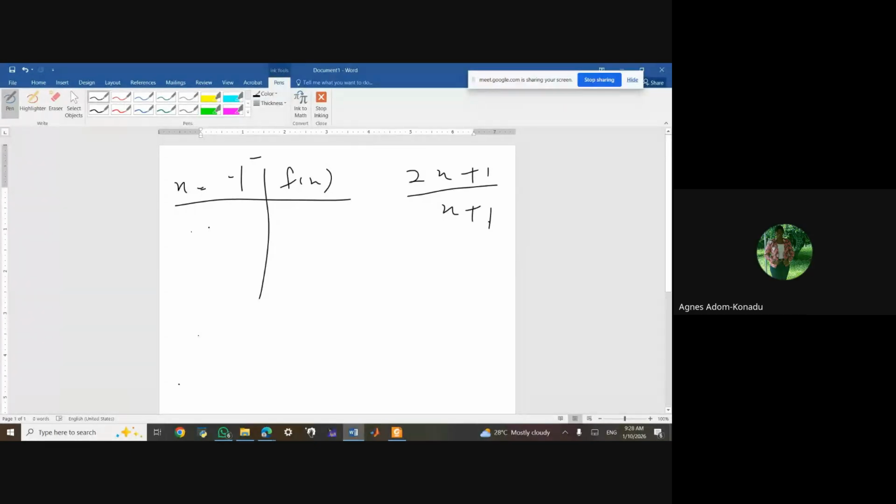-3. Okay, so I'll choose -3. Let's substitute -3 into the function. The top will be negative 6 plus 1, which is negative 5, over negative 2. So negative 5 over negative 2 is 2.5.